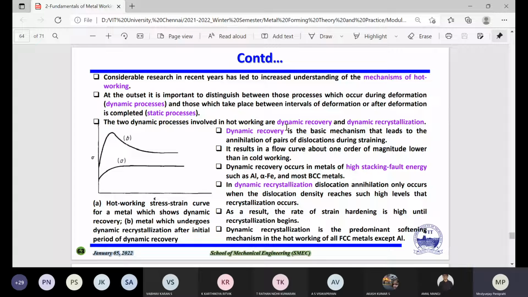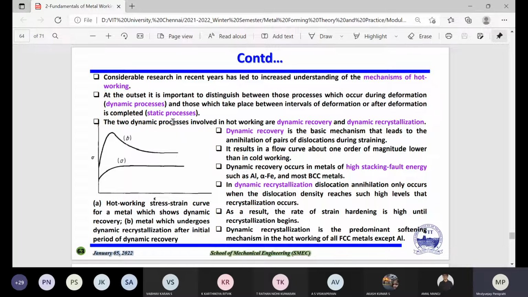Okay. Then one more thing, in research aspects also I told you, maybe probably you had studied the dynamics part in your other courses like mechanics of machines or somewhere. So here also I mentioned considerable research in recent years has led to increased understanding of the mechanism of hot working, because all the processes whatever we have studied, cold working or warm working or hot working, many people are also interested in how to find something new, because research is not limited to what we are studying here. Okay, I put some glimpse of some kind of research so that many people will be interested. At the outset, it is important to distinguish between those processes which occur during deformation, so one is the dynamic process, and those which take place between intervals of deformation or after deformation is completed. So this is known as the static process.